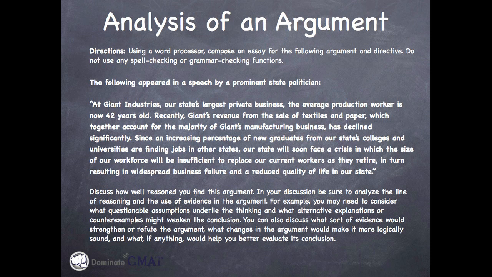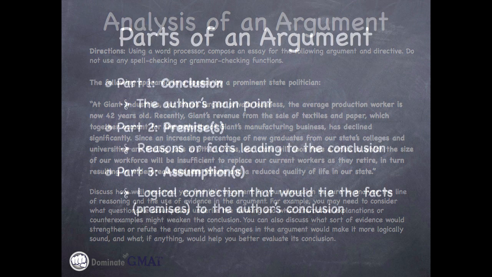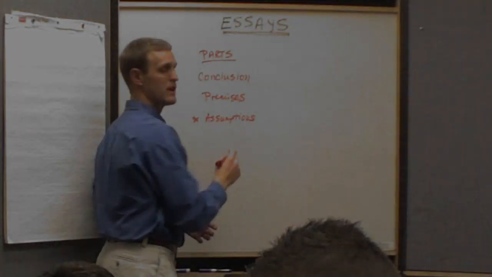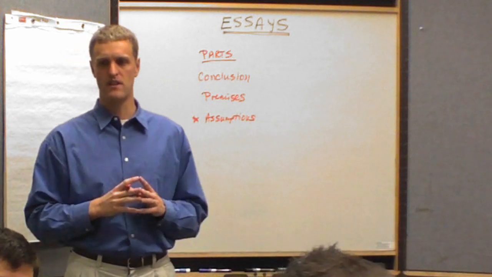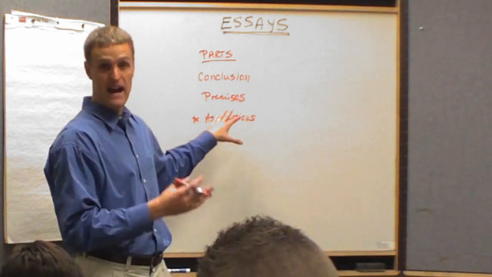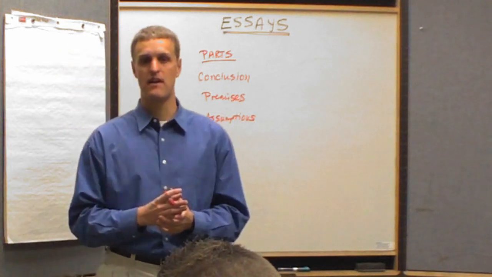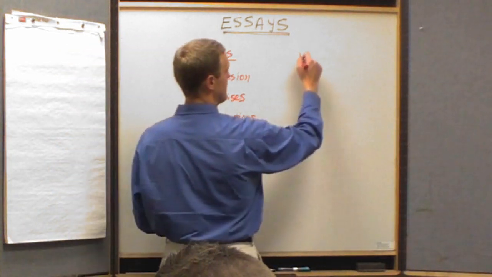The directions say, discuss how well reasoned you find the argument. That's the bottom line of what we're trying to do. Let's do a summary real quick. Remember back to critical reasoning. What are the parts of an argument? The conclusion, the evidence, which we call the premises, and then the unstated premises, which are the assumptions. And really, most of picking apart arguments rests in our ability to identify and then either attack or support those assumptions, right?